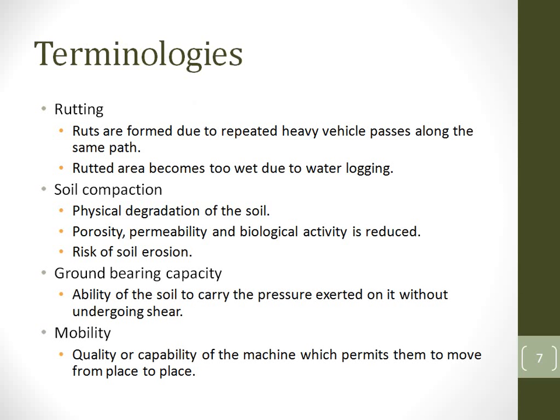I'm sure that everybody would be familiar with all these terms, so I would just go through it quickly. Rutting is commonly associated with soft soil, and they're generally formed due to repeated heavy vehicle passes on the same path. And rutting is generally not good because it prevents the growth of the plants. And soil compaction is nothing but the physical degradation of the soil, and it reduces the permeability and biological activity. And ground bearing capacity is nothing but the ability of the soil to carry the maximum pressure that's exerted on it without undergoing shear.